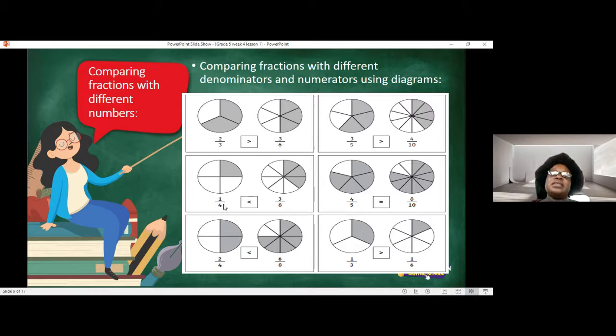Okay, so here still the same size of circle, and this one is cut into 4, this one is cut into 8. Here only 1/4 is shaded, and on the 8 you can see there is a quarter shaded and more. These 1, 2 make a quarter and 1/8 more. So this means that 3/8 is bigger than 1/4. So that is how we use diagrams to compare fractions.